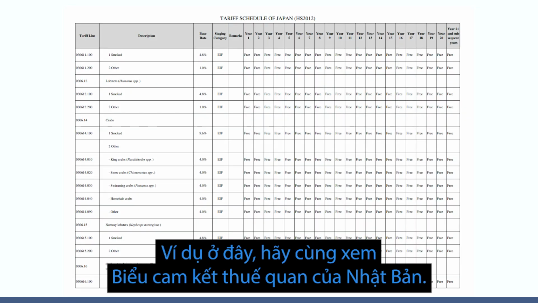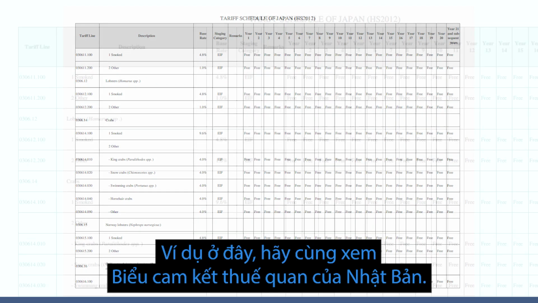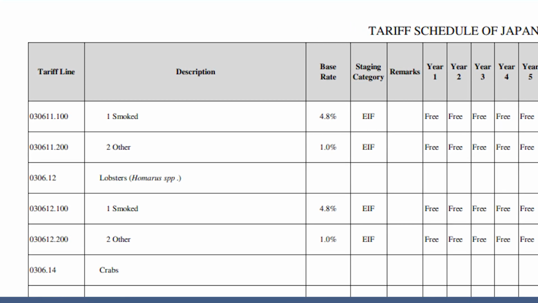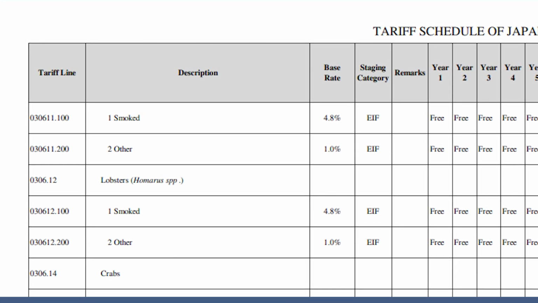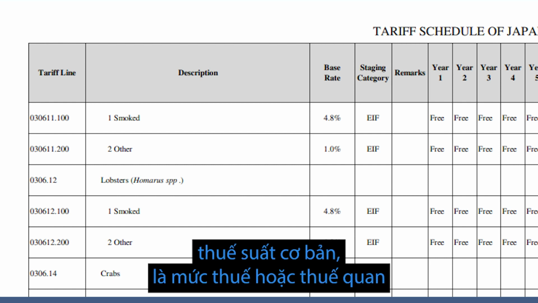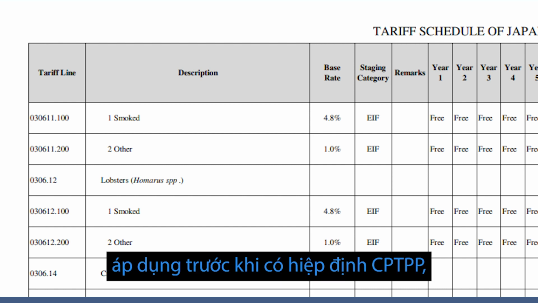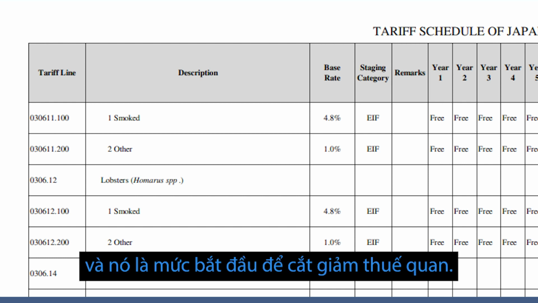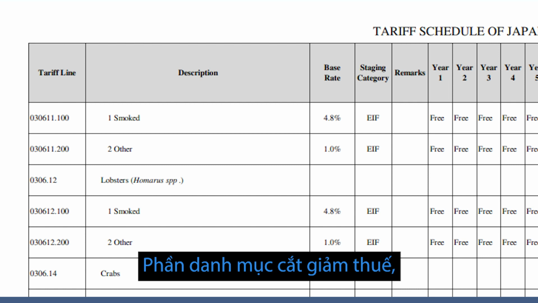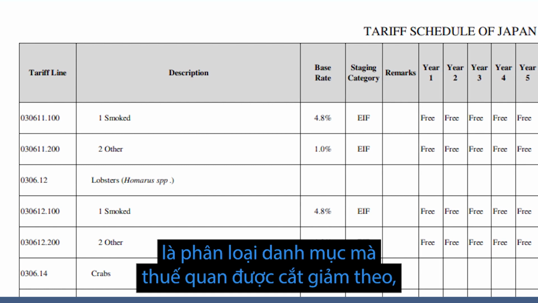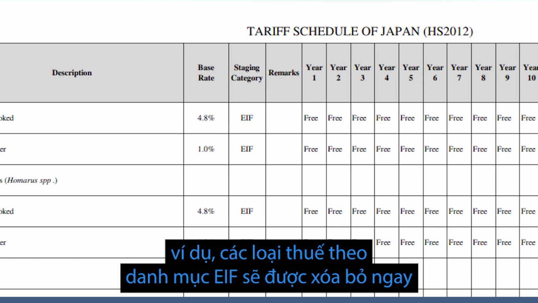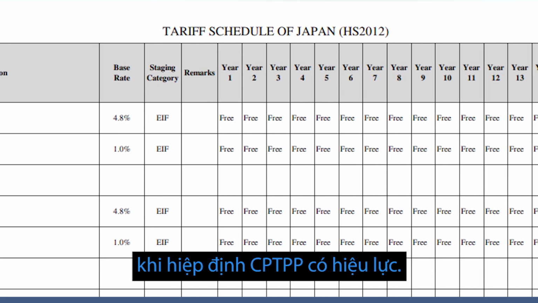For this example, let's take a look at Japan's tariff elimination schedule. You'll see that the schedule includes the following: the product's HS code, a description of the products that fall under each HS code, the base rate, which is the duty rate or tariff that applied prior to the CPTPP and is the starting point for tariff reductions, the staging category for tariff reductions, which is a category that tariffs will be reduced by. For example, EIF category tariffs will be eliminated immediately upon the CPTPP's entry into force.